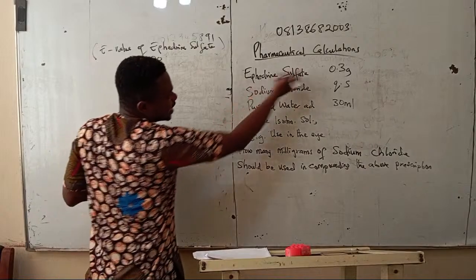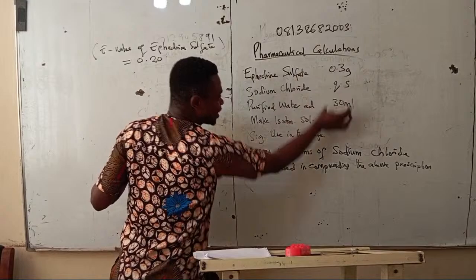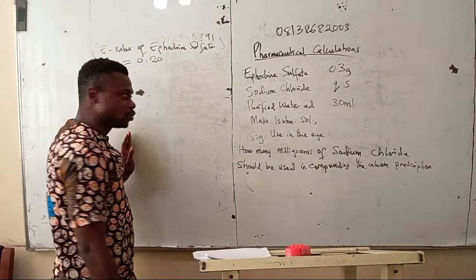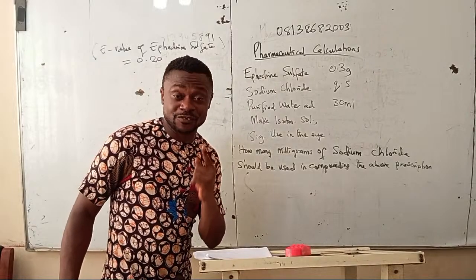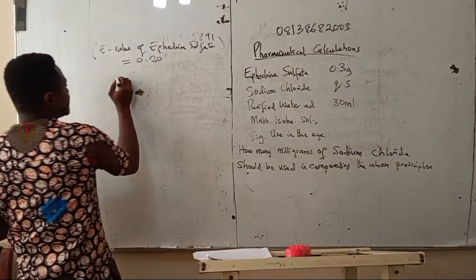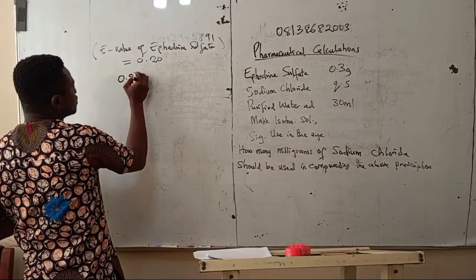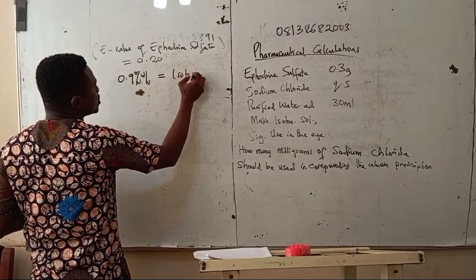So in trying to find out if this is actually isotonic without sodium chloride, let's take it from there. Now, this is 0.3 gram of ephedrine sulfate in 30 ml solution. But we know that 0.9% weight in volume of sodium chloride is isotonic.